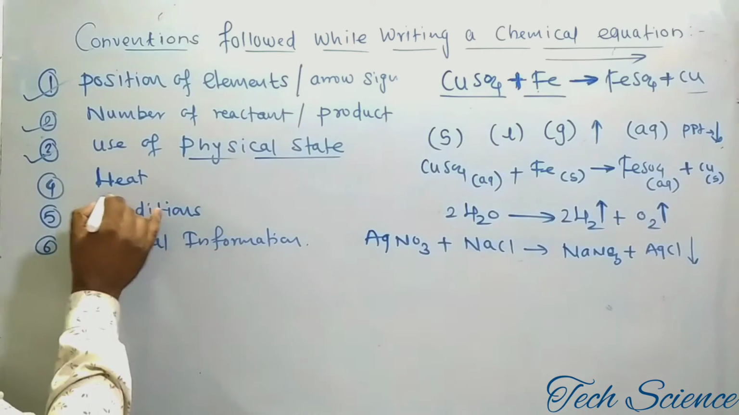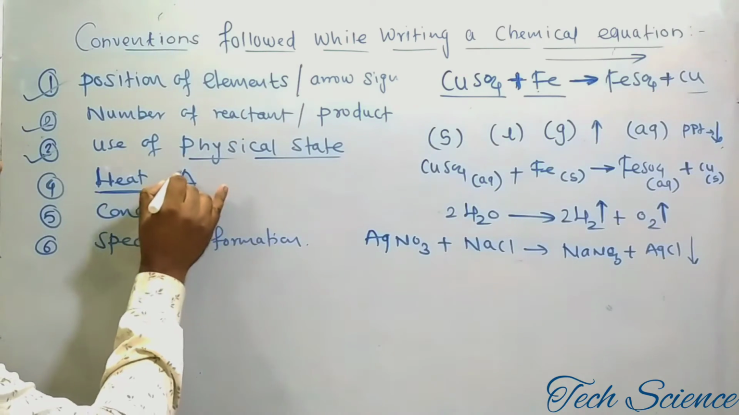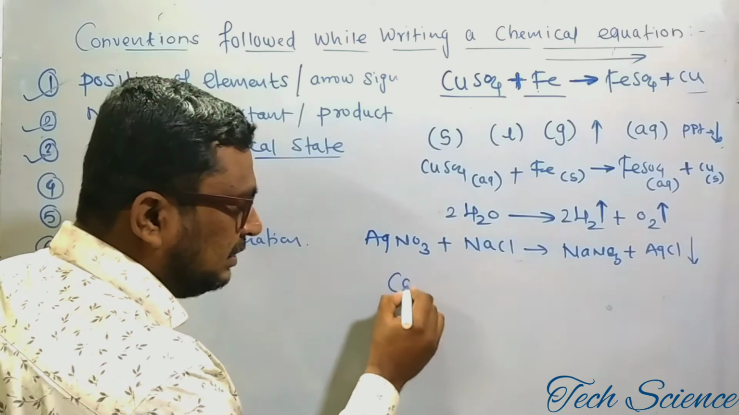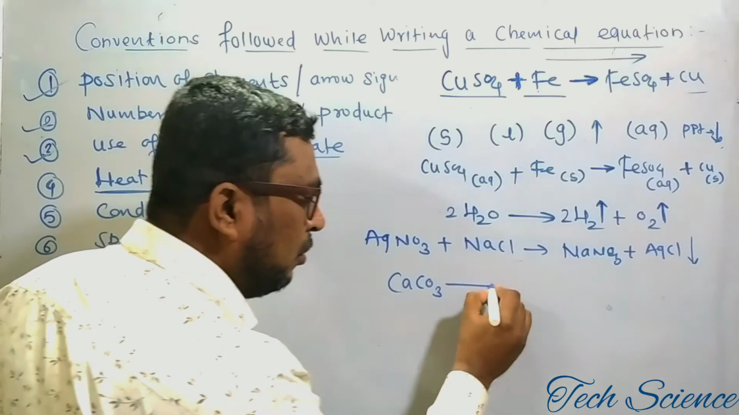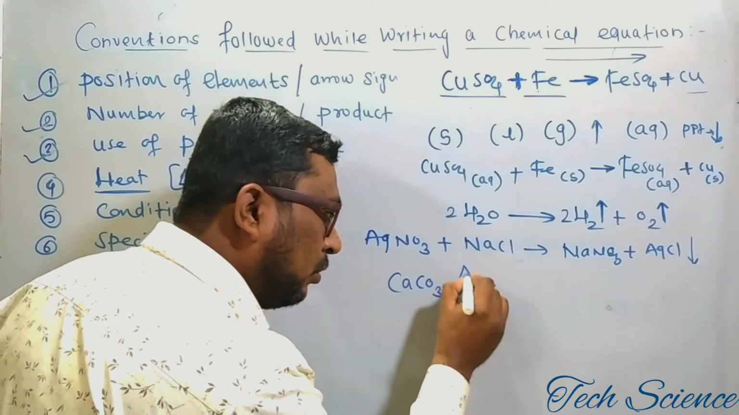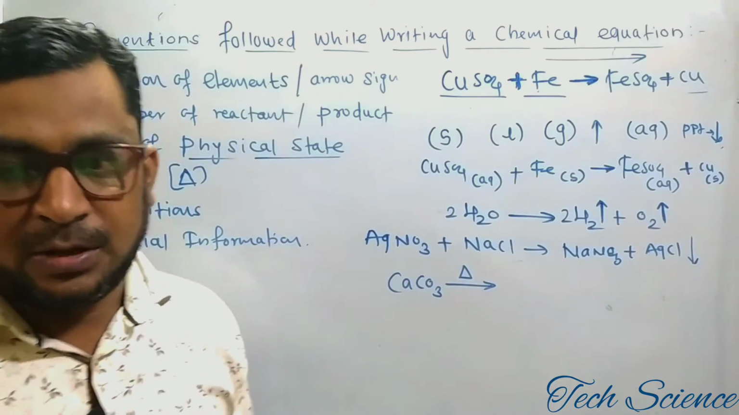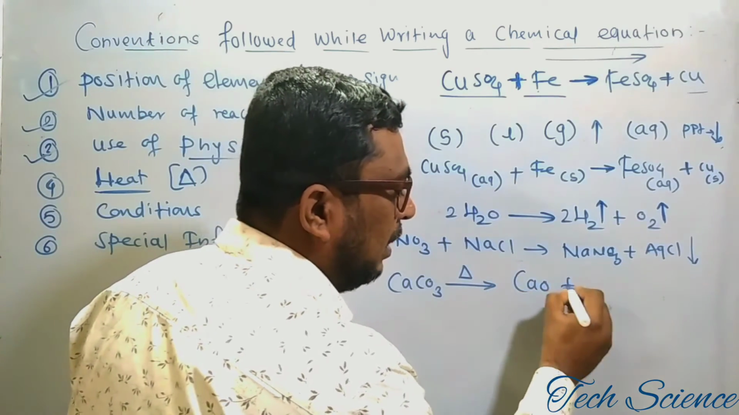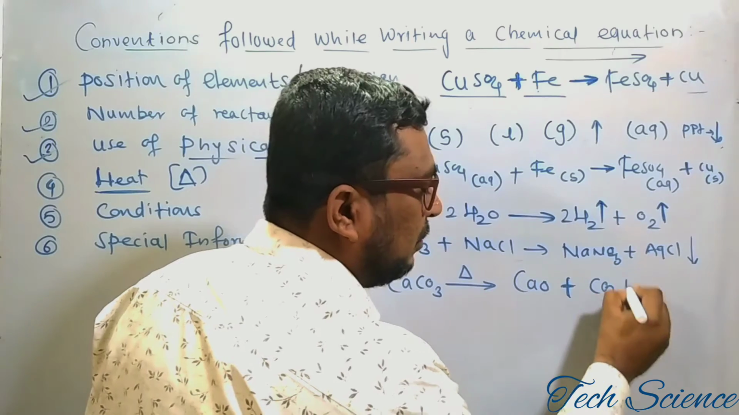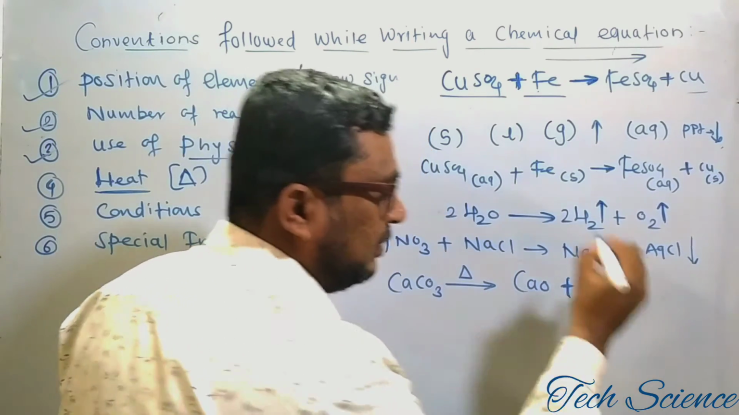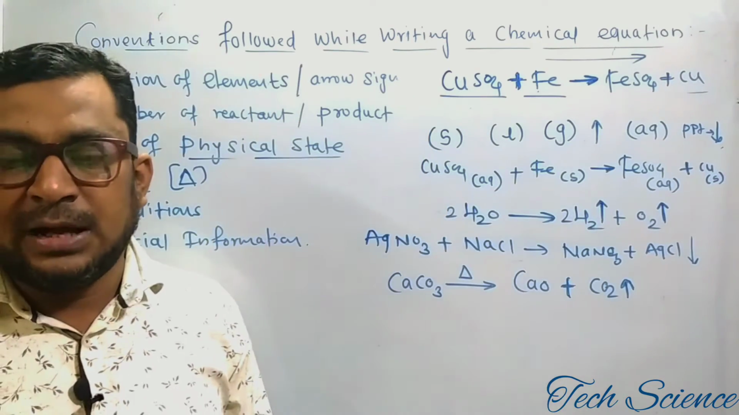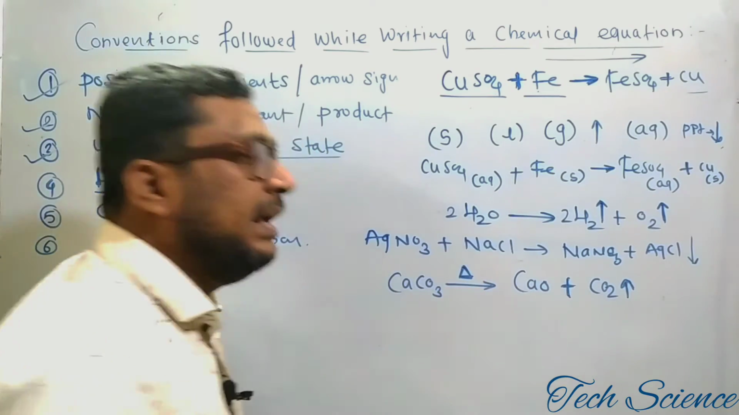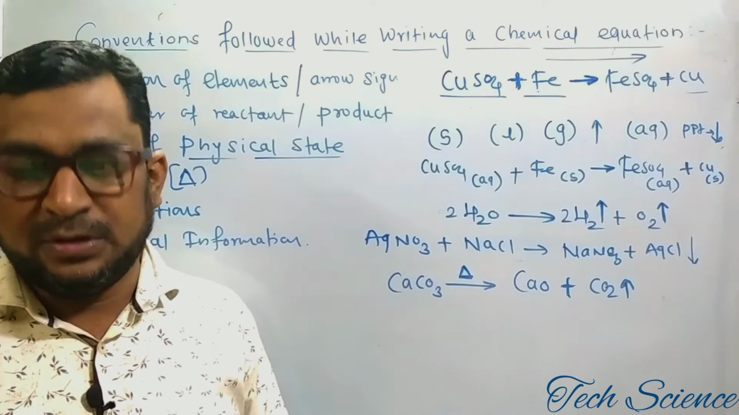Next, what about the symbol of delta? The symbol delta stands for heat. Example, very easy. When calcium carbonate, CaCO3, gets heated, how do you write it? You have to write it like this. Calcium carbonate, when it gets heated, what happens here? Calcium oxide is formed along with the liberation of carbon dioxide gas. Again, physical state. There is a liberation of carbon dioxide gas. So this is the symbol for heat.